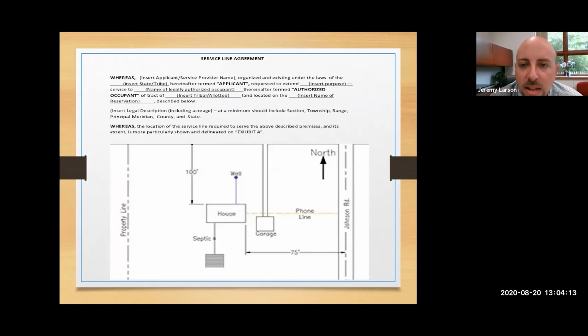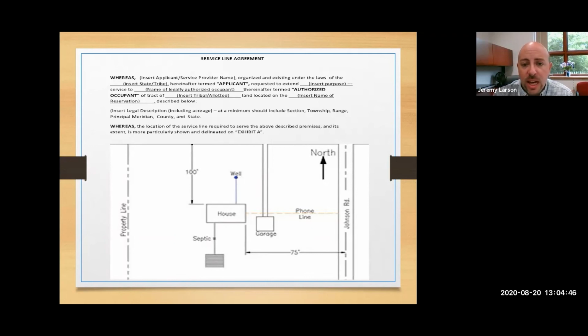Here is an example of a service line agreement. You'll see that we'll want to know the service provider or the applicant, as well as the purpose, the legal entity or authorized occupant. If it's a tribal member who's leasing land from the tribe, we'll want to know where it's located. So the section, township, range, county, state.